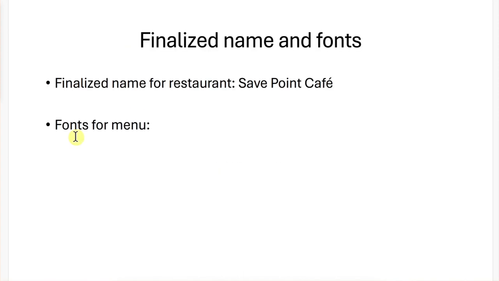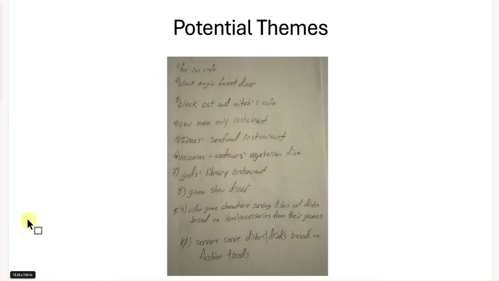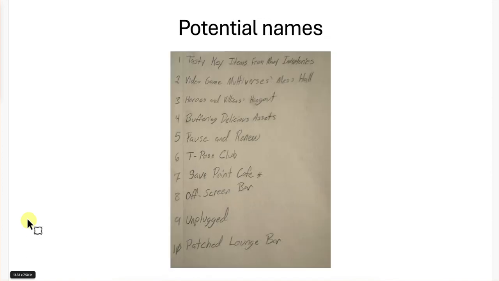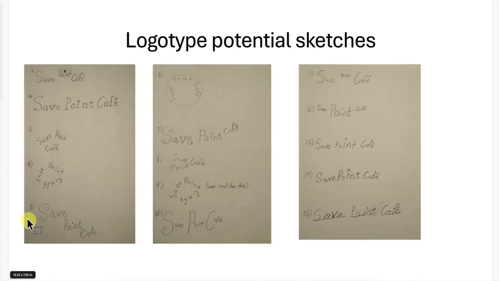Next is Deanna. So Deanna's restaurant name is Save Point Cafe. And I lost, you don't know where your fonts for the menu went. Here's your potential themes. Really fun. Unicorns. Awesome. Sirens, really great. Potential names. Also very fun. Great. Here are your logo sketches.